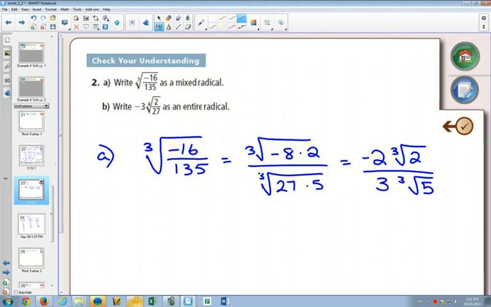So we can write this as a mixed radical, or we could write this as negative 2 over 3 and write this fraction inside as a cube root. So that's a mixed radical, and a mixed radical will always have what's left inside the radical as small as can be. So you can't pull out any more perfect cubes out of that number.